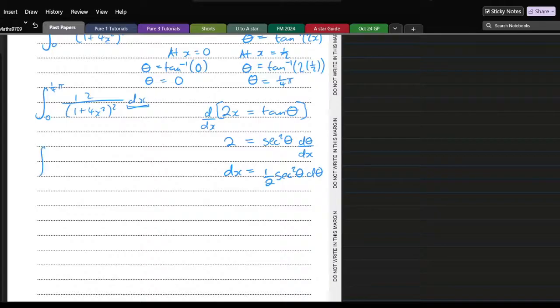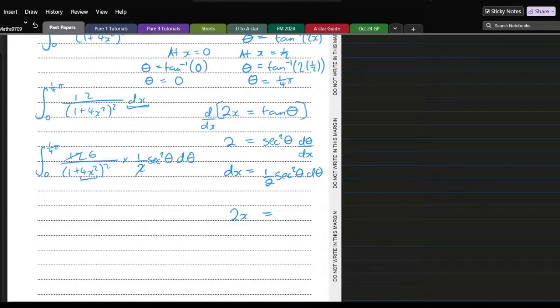So that's the integral from 0 to a quarter pi of 12 over 1 plus 4x squared, and this is now being multiplied by half sec squared theta d theta, and that 2 can cancel out 12, so we have 6. And so the next thing that we have to do is get rid of our 4x squared, and to do that we can use our substitution again.